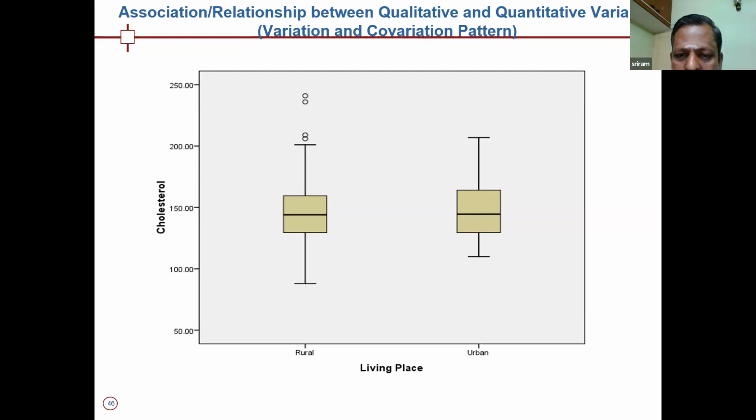So if you look at that, averages are almost the same. Variation is also almost the same. The only difference is in the minimum value. Maximum values are almost the same. So from the visual, we can see there is no impact of living place on the cholesterol, but it has to be established statistically also.